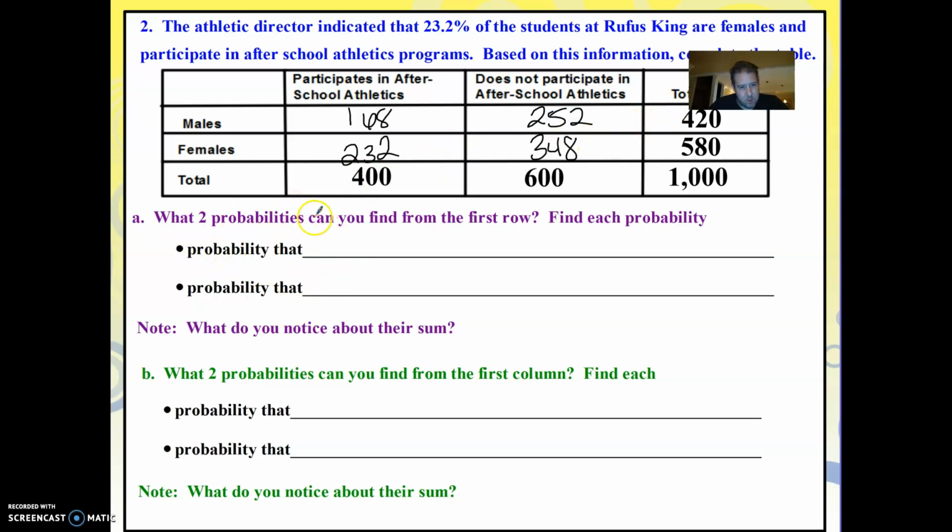I can answer these questions. What two probabilities can you find from the first two rows? Okay, so I got a little bit ahead of myself. In the first two rows, just using this, I could figure out this one and this one. And remember, this is the only one that we had originally, so I could figure out this one and this one using this number. And then what two probabilities can you find from the first column? Okay, that one you can figure out as well, so it depends how you're taking this question. What do you notice about their sums? Their sums always add up to the totals.